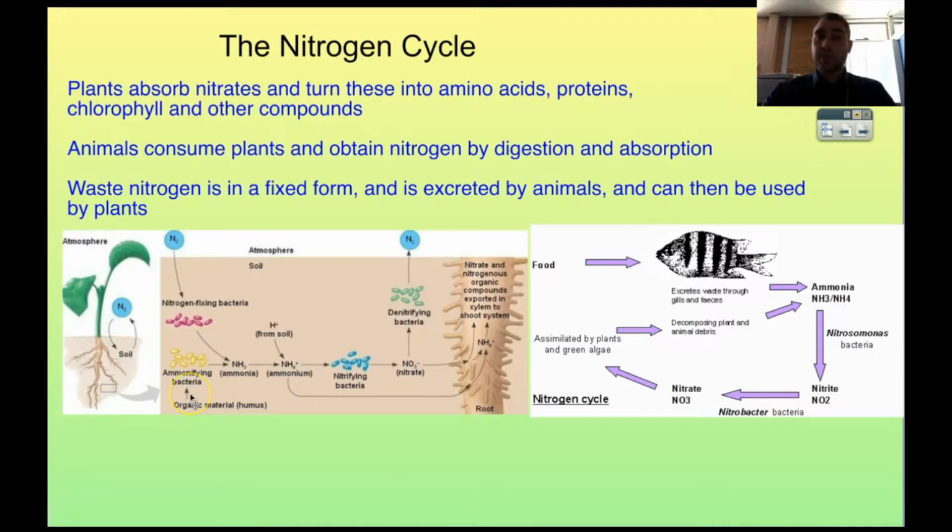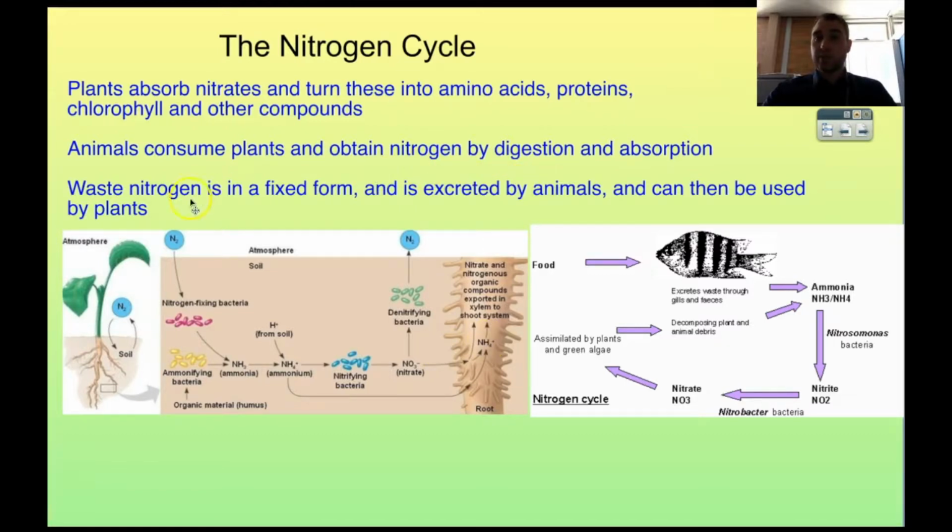So plants absorb nitrates and turn these into amino acids, proteins, chlorophyll and other compounds. Again, we can see this process. We have nitrogen-fixing bacteria or ammonifying bacteria producing ammonia. That ammonia gets nitrified by other bacteria into nitrites and nitrates. Those nitrates are the things that are absorbed by plants. As I said, that nitrogen is in compounds that can then be absorbed by animals when animals eat those plants. So we can obtain our nitrogen from the amino acids and proteins that are present in plants.